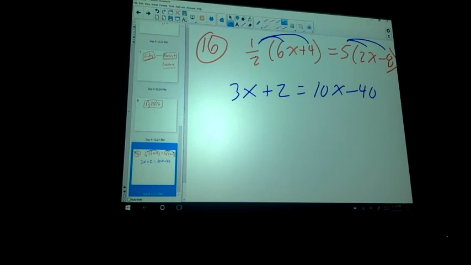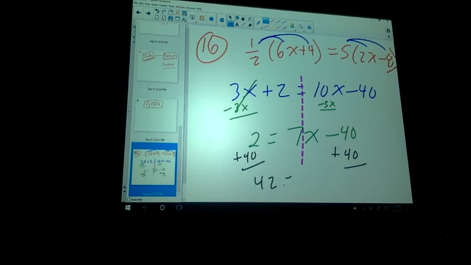So I want to get x by itself. So at this point, we're going to do our dotted line. So I can either subtract 3x from both sides, or subtract 10x, or I can subtract 2, or add 40. So I'd probably say, let's subtract 3x from both sides. That cancels, so I get 2 is equal to 7x minus 40. Where should I go from there? Plus 40. So I get 42 is equal to 7x. How are 7 and x being held together? Multiplication. What undoes that? Division. Good. So 7 goes into 42 six times, so I find that x is equal to 6.